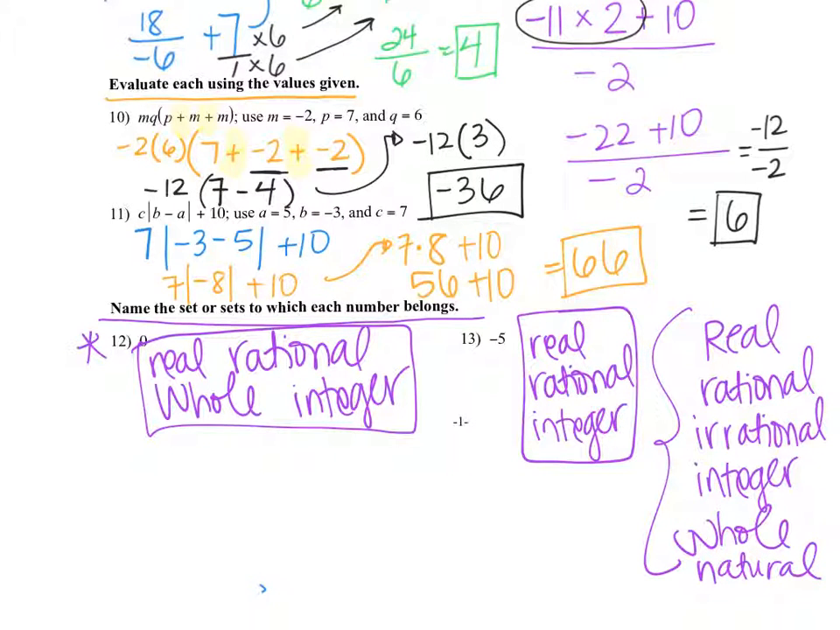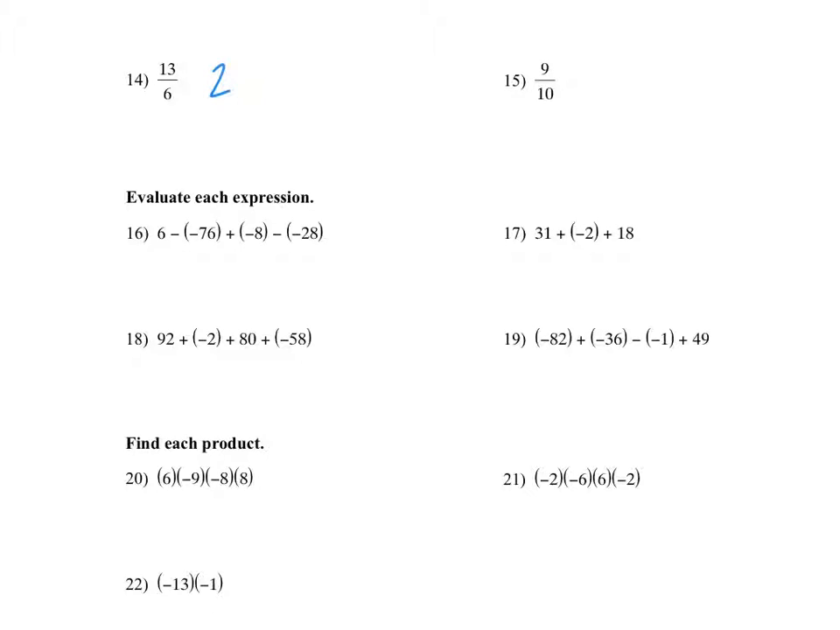Continuing with number 14, 13 divided by 6. 6 goes into 13 twice, which is 12. And then you have 1 left over, so 1 over 6. So I know it's real.